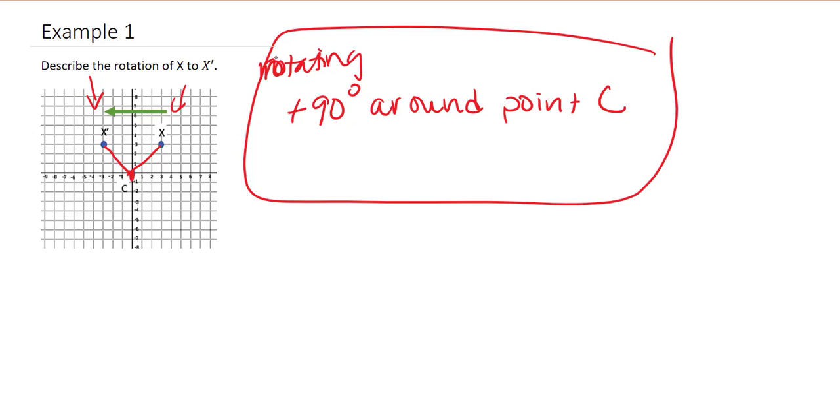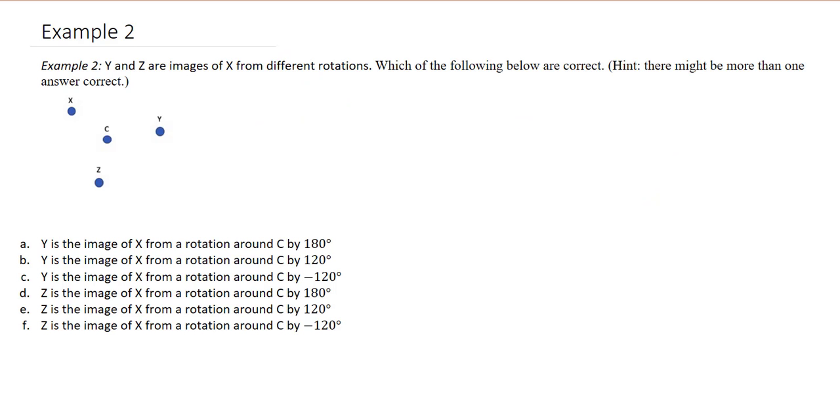Now let's do another example. Example 2. y and z are images of x from different rotations. Which of the following below are correct? Hint, there might be more than one answer correct.